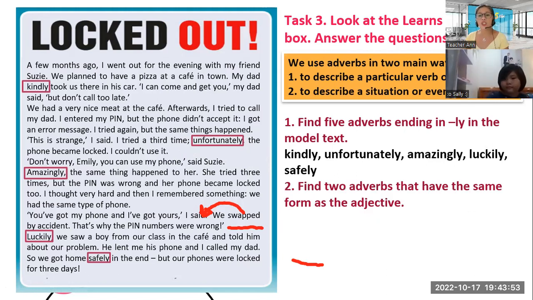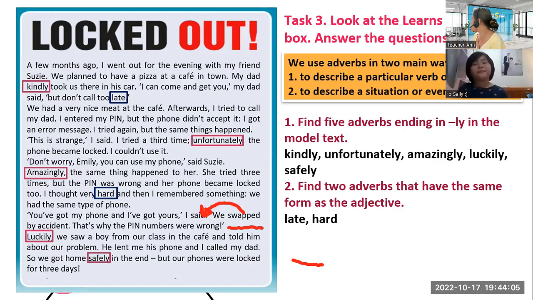Okay. Now find 2 adverbs that have the same form as the adjective. Can you find? The 2 adverbs are late and hard. Okay, so they are adjectives. Late and hard.